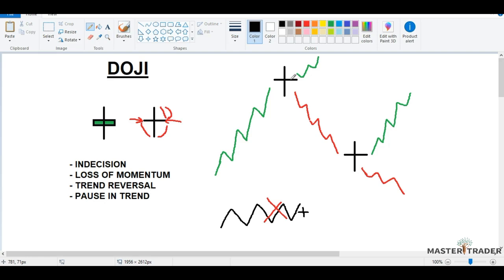But for now, we just need to keep in mind that if there's a nice uptrend and a doji forms at the top, be cautious, right? Because there may be some profit booking or a trend reversal from there.